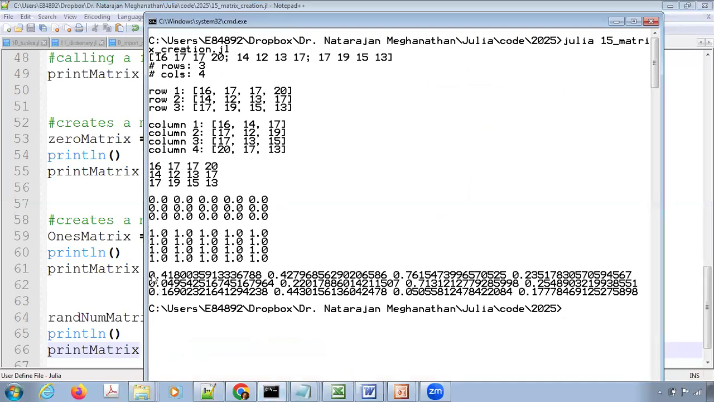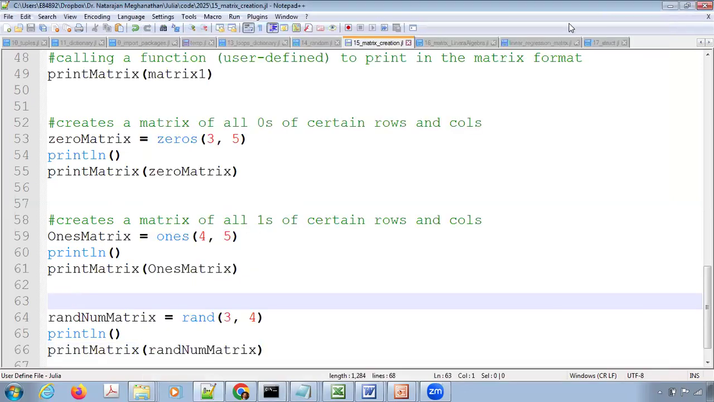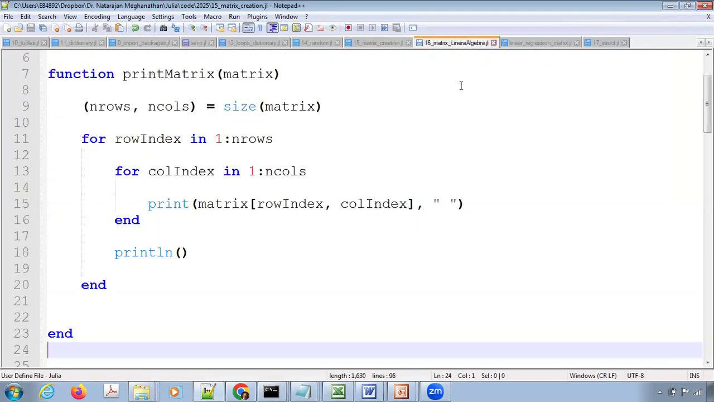Yeah, so this is a matrix of the random numbers, 3 rows and 4 columns. Okay, so if you want, you can create a separate print matrix function for when the matrix has float as its data type. You can make it a formatted print if you want to, using the printf function syntax that we saw earlier. Okay, so that's about this file 15 on matrices.